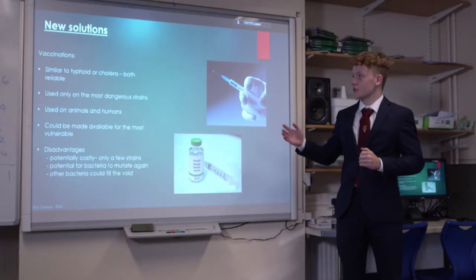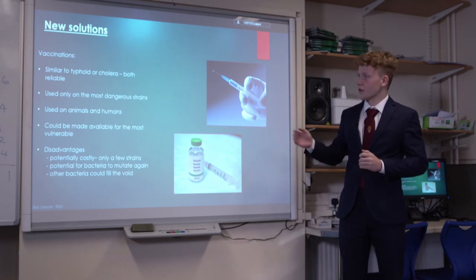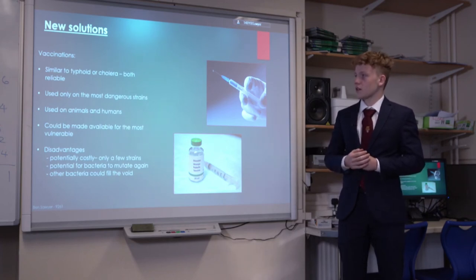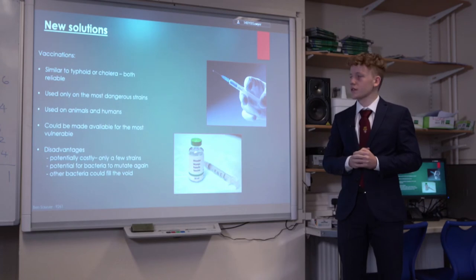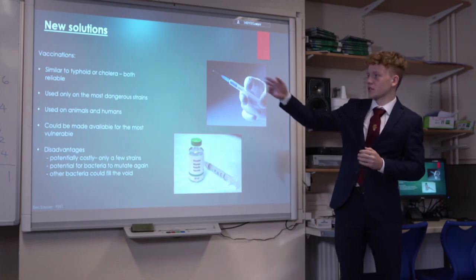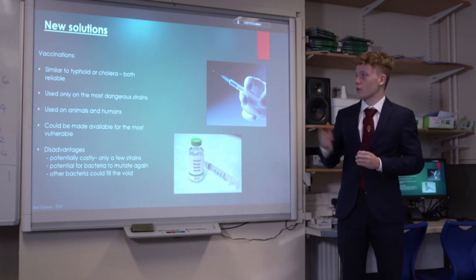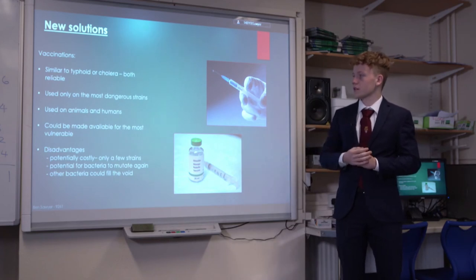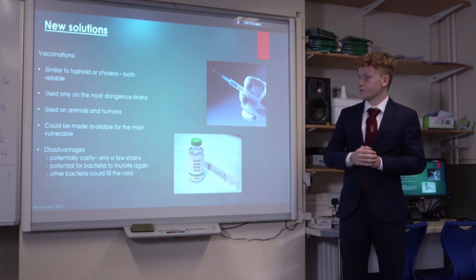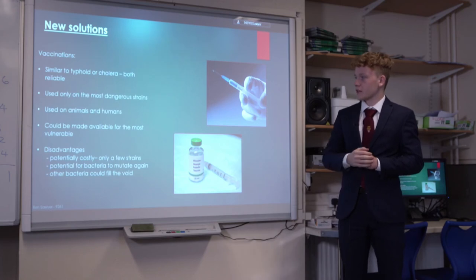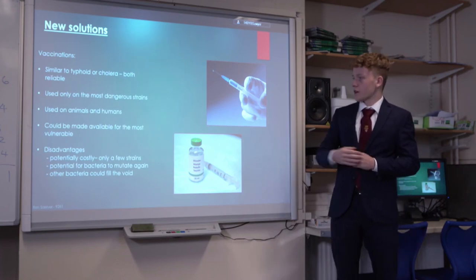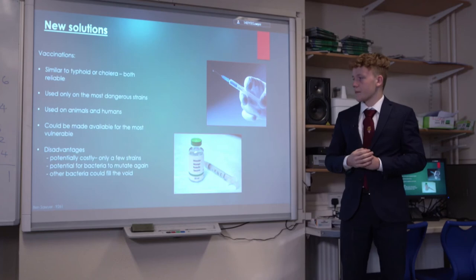In terms of new solutions, one of the first ones is vaccinations. So with vaccinations, you often think of viruses, but in examples such as typhoid and cholera, which are bacterial diseases, they're very reliable. And so there is the possibility of using these. They could be used on the most dangerous strains or potentially for only the most vulnerable people that need it.